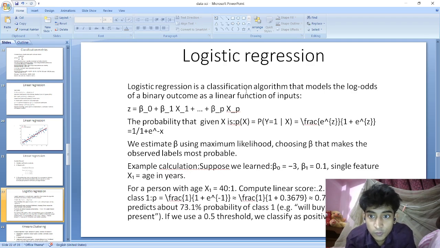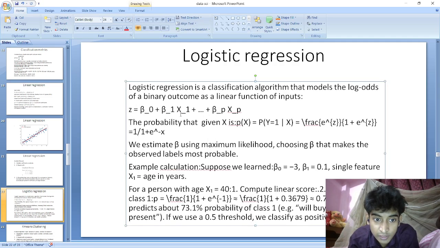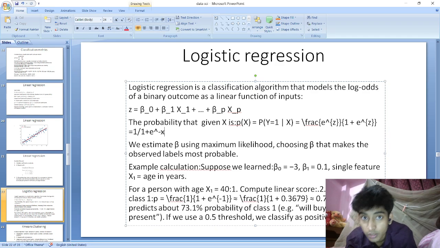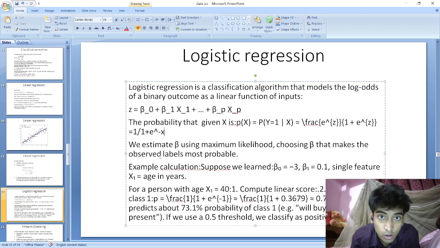Logistic regression is often used for classification. Here we use the log odds or log loss, the cross entropy loss function. Here the relationship is the same as linear regression, but this time we pass it into the sigmoid function, which always gives a value between 0 and 1 as a probability distribution. Here we estimate our coefficients by maximizing the likelihood function. This is our likelihood function, which is nothing but the sigmoid function.